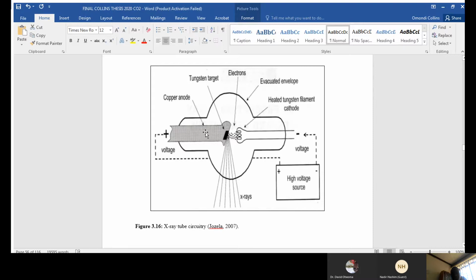This is the X-ray tube. The electron comes from the coil through thermionic emission. It hits the target, which is tungsten in this case. Then you get the X-ray.